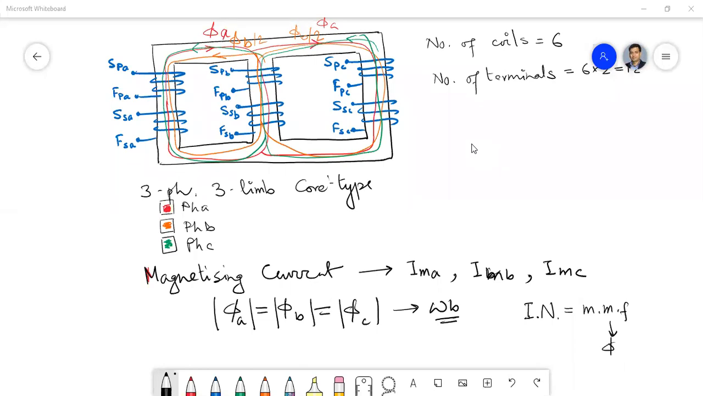সোজা ভাষায় বলতে গেলে এ ফেজের ফ্লাক্সকে এবং সি ফেজের ফ্লাক্সকে অনেক বেশি দূরে দৌড়তে হচ্ছে. তাহলে এই অনেক দূরে দৌড়েও যদি ওকে সেম ফ্লাক্স মেনটেন করতে হয় তাহলে তার এমএমএফটা অনেক বেশি হওয়া উচিত. কিন্তু বি ফেজের ফ্লাক্সকে কম দৌড়তে হচ্ছে, সেই জন্য বি ফেজের এমএমএফ রিকোয়ারমেন্টটা কম. So that means this mmf will be the minimum. Have you understood this point?